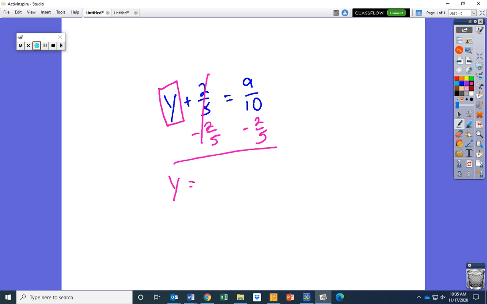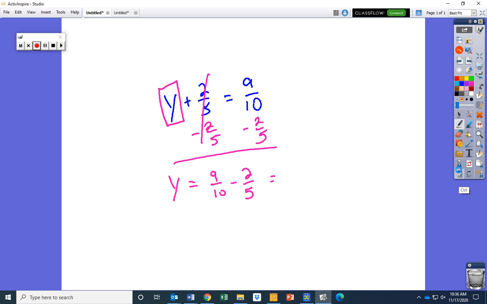y equals, then I'm just going to write this out. So I have 9 tenths minus 2 fifths. What's the problem here? Can I just go straight across and say, oh yeah, 9 minus 2 is 7, 10 minus 5 is 5? That's not going to work, is it? They have to have a common denominator.